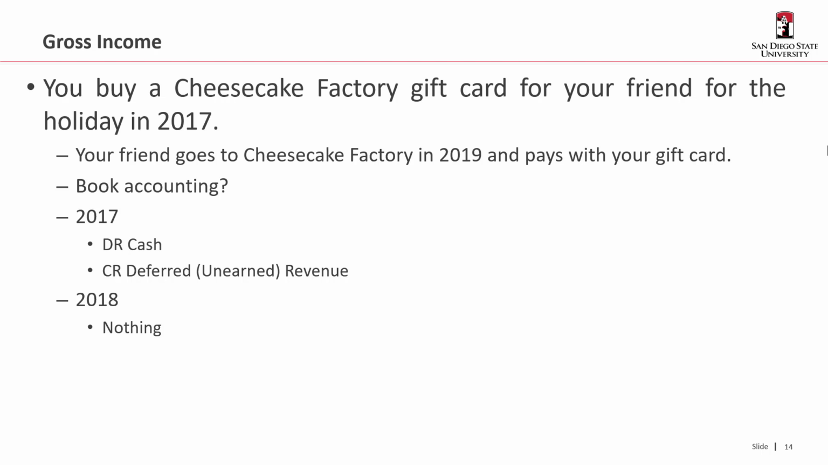In 2018, well, nothing happens, so they don't do anything. And then in 2019, when your friend goes in and actually pays with the gift card, they now get to debit unearned revenue and credit the actual revenue because the earning cycle is closed. They've now earned that money. And this, of course, applies in California where your gift card doesn't expire, et cetera. Okay, so here we have a situation where you can see the book accounting works using an unearned or deferred revenue account.